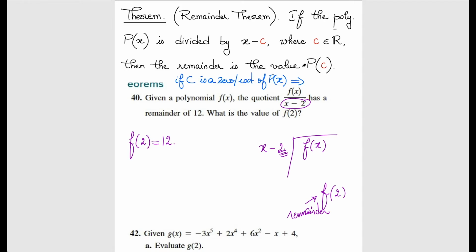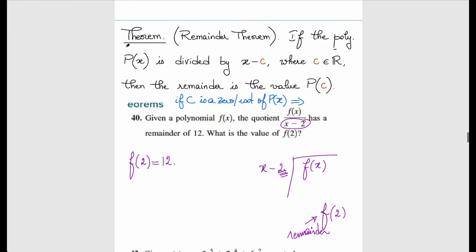And what's p of c according to the remainder theorem? P of c is the remainder if you divide p of x by x minus c. Correct? So what can you say then? If c is a 0 or a root of p of x, then when you divide p of x by x minus c, you're going to get a 0 as a remainder. And as such, what do we say about p of x? We say that p of x is a multiple of x minus c, or we say that x minus c is a divisor of p of x.